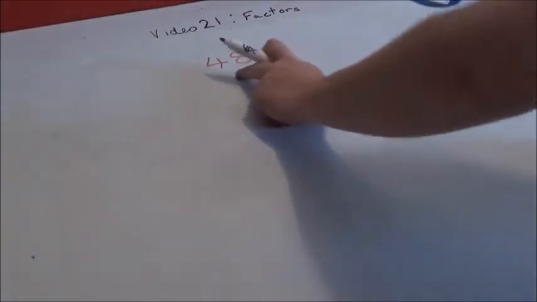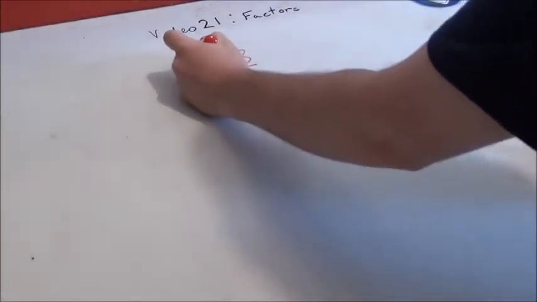Okay, and finally we're going to talk about factor trees. Now factor trees look quite cool, and actually you can draw them in different ways. The idea of a factor tree is it tells you your prime factors. Remember that word, we're going to come on to that a little bit later. But we're starting with 48.